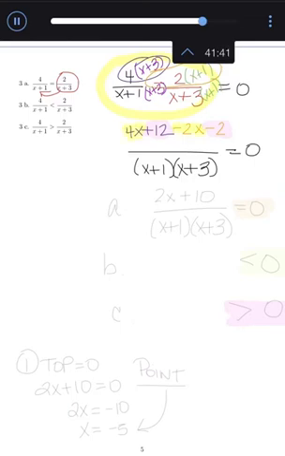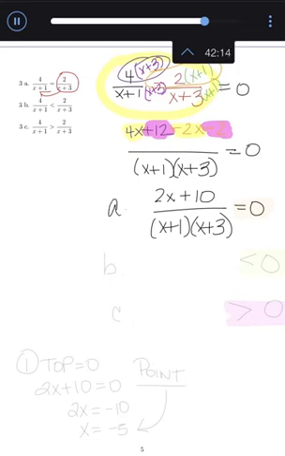I've got a 4x and a negative 2x, which is 2x. And what else do I have going on here? I have a 12 and a negative 2, which would be 10. So, and I still have my common denominator of x plus 1 times x plus 3. Now notice, this was just part A, where we equal 0. Part B would still be less than 0. And part C would still be the same idea, but now greater than 0.